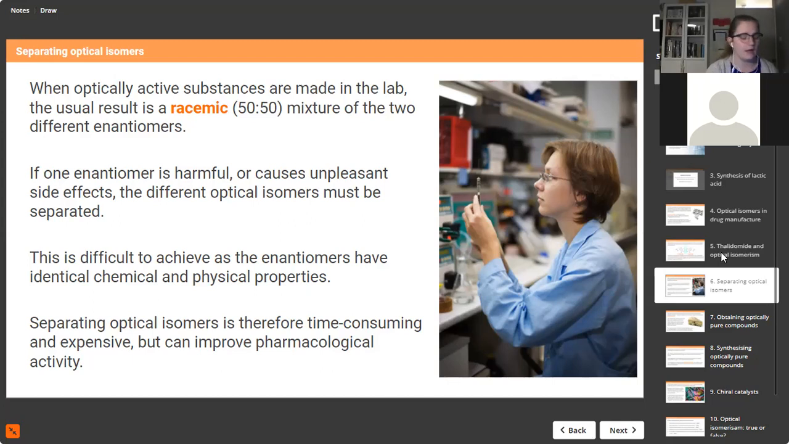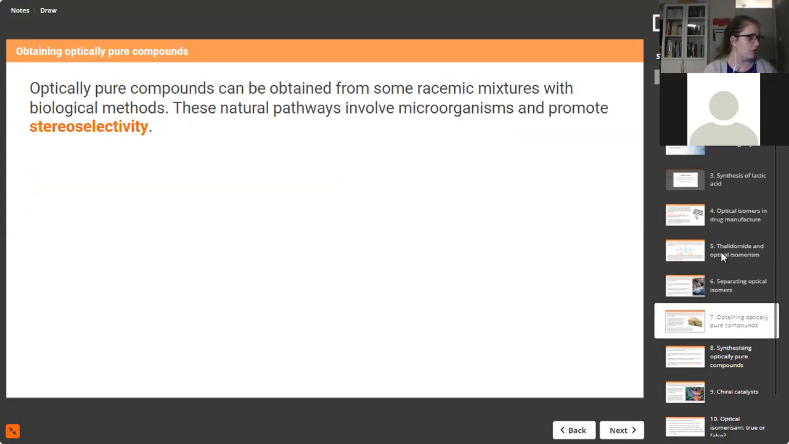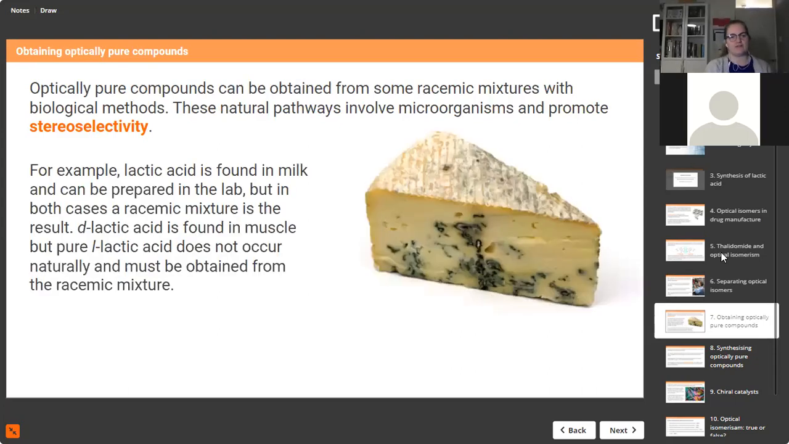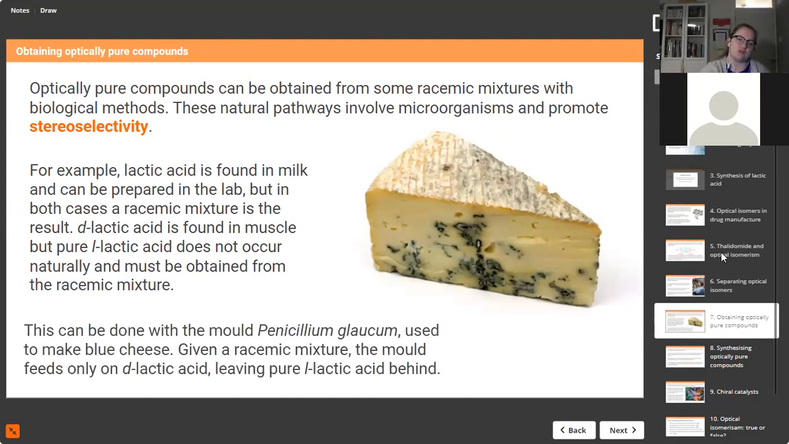So how do we get an optically pure compound? Optically pure compounds can be obtained from some racemic mixtures with biological methods. These natural pathways involve microorganisms and promote stereoselectivity. So for an example, lactic acid that we put in milk, we can make it in the lab, but in both cases, a racemic mixture is the result. The D-lactic acid is found in muscle, but pure L-lactic acid does not occur naturally, and we have to obtain it from the racemic mixture.